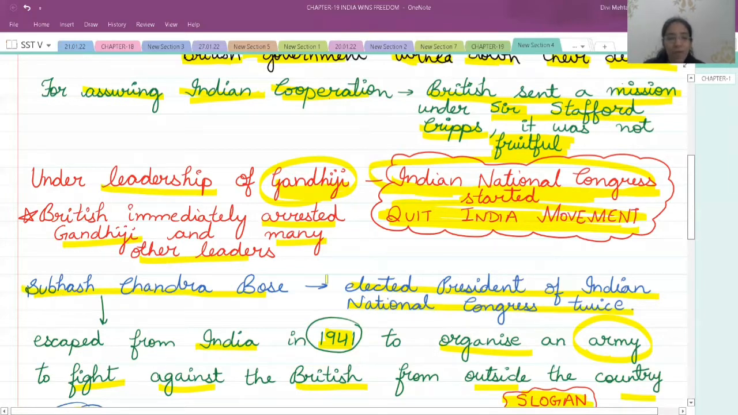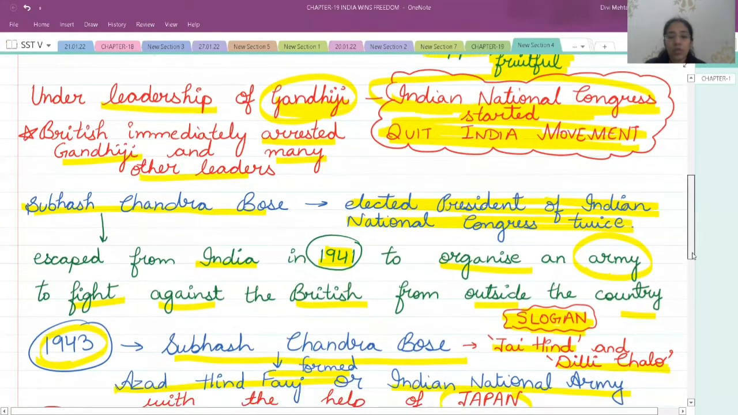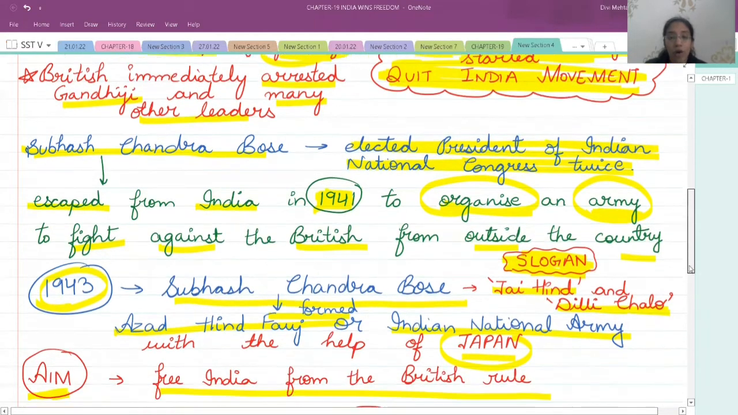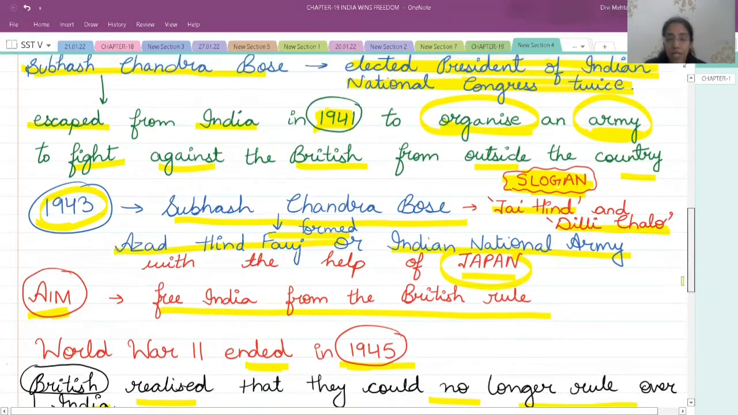Subhash Chandra Bose was elected president of the Indian National Congress twice. Underline. Who was appointed Indian National Congress president twice? Subhash Chandra Bose. So he ran away from India. He escaped from India in 1941 to organize an army, to fight against the Britishers from outside the country. Remember the year he escaped: 1941.